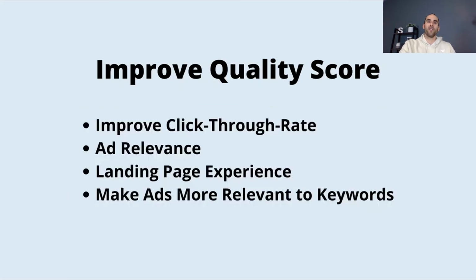So here's just a few things that you can do to improve your quality score, and this is straight from Google. You can improve your click-through rate, you can improve your ad relevance, the text, the imagery. You can take a look at your landing page experience. Does your website load fast? Do you have clear calls to action? Are you providing useful and relevant information? And then you can also make your ads more relevant to the keywords that you're targeting. So those are a few ways that you can improve your quality score, which would have the impact of lowering the cost per click that you have to pay.